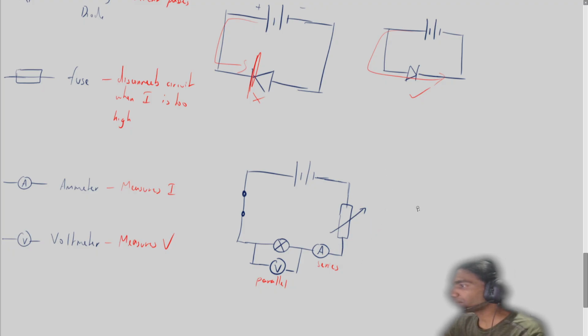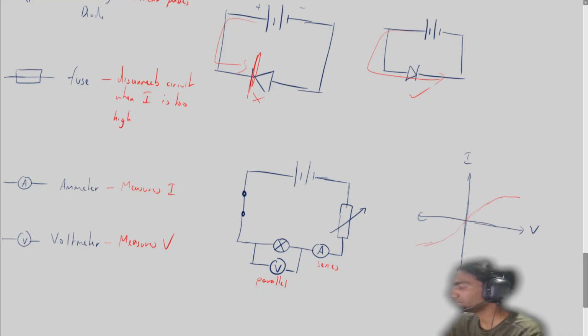The graph for a filament bulb tends to look like this if we plotted them onto a graph, right? You'd have the voltage here, and let me draw the current here instead, and the voltage here. It tends to look like this.